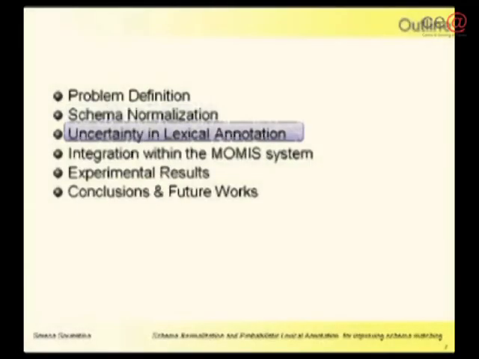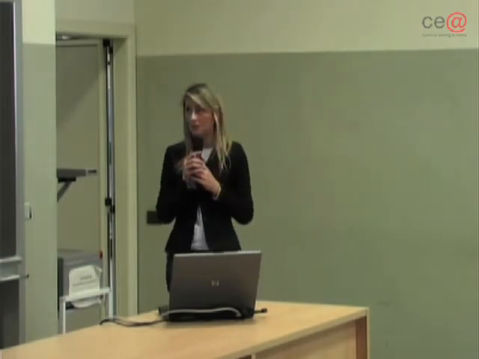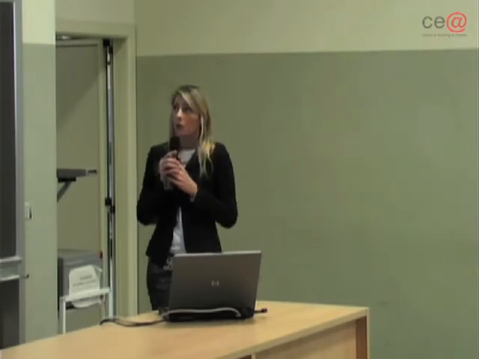Now, let's move to the second problem, that is uncertainty in lexical annotation. Uncertainty in lexical annotation is represented as a probability, where probability is used to measure the imprecision during the lexical annotation process. I have taken part in the development of a method called PWSD, Probabilistic Word Sense Disambiguation Method. PWSD is able to annotate each schema element with one or more WordNet meanings and moreover to assign to each of these annotations a probability value that represents the reliability of the annotation itself.